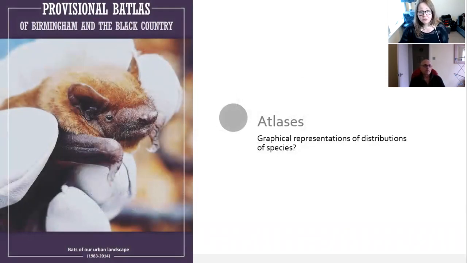So I wanted to talk a little bit about atlases, especially because we have the new Batlas project relaunching this year. So I'd like to ask you, and you put it in the text, yes or no, do you think that this is a good definition of what an atlas is? Do it. Type it. Do it.